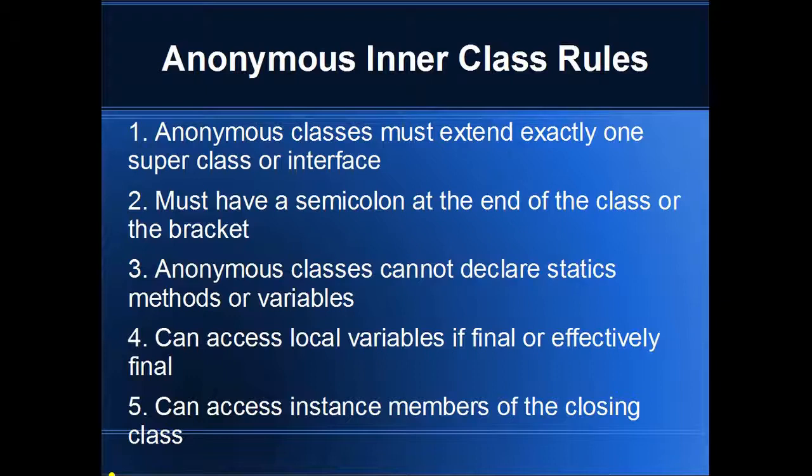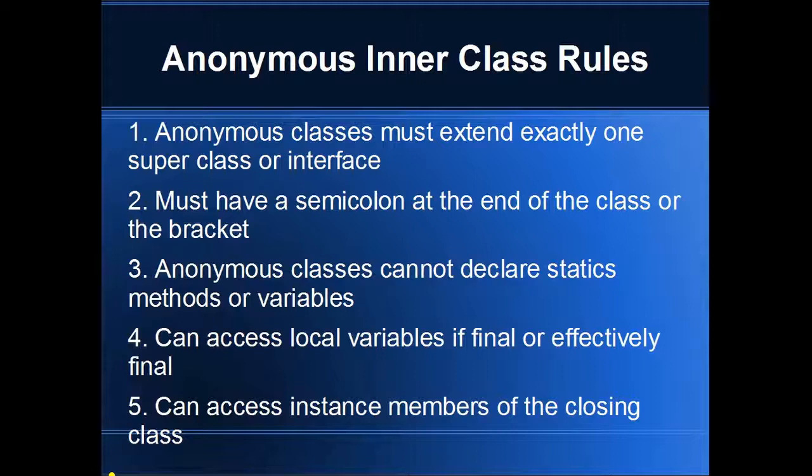And anonymous classes cannot declare static methods or variables. Same as member classes. And they can access local variables if they're final. It can access a local variable in the method if it's final or effectively final. Effectively final means static final. And number 5, can access instance members of the enclosing class. So again, it can do the same thing like we did in the member class, access outer class members, even if they're private.